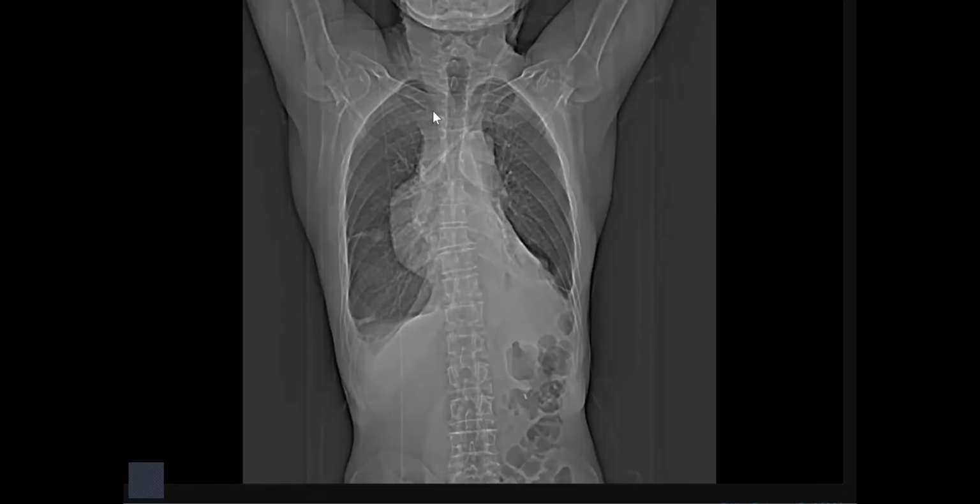So mediastinal enlargement in the acute setting can be of aortic etiology, it can be of venous etiology, like in this case.